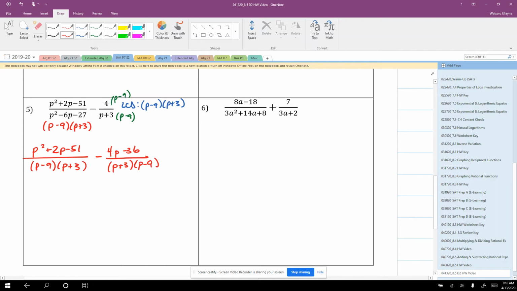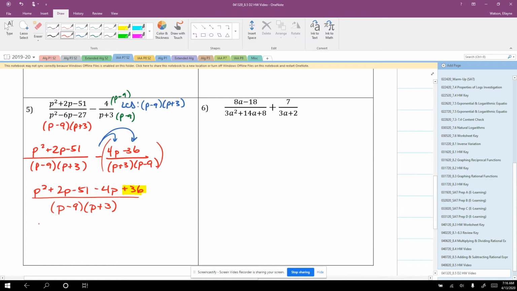Okay, and now since I have the common denominator, I can go ahead and combine the numerator. Now, important thing, because this is subtraction, what you need to do right here is you need to make sure you distribute this negative. So my top will be p squared plus 2p minus 51 minus 4p plus 36. This right here is what we miss a ton. It's plus 36 because we're distributing that negative. All right, and then one common denominator now.